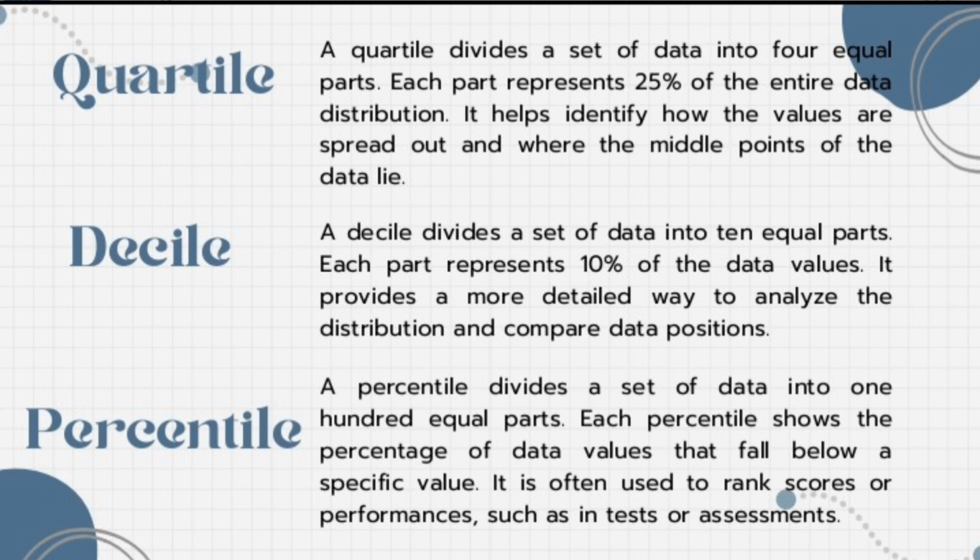While the decile divides a set of data into 10 equal parts, and each part represents 10% of the data values. It provides a more detailed way to analyze the distribution and compare data positions. While the percentile divides a set of data into 100 equal parts, and each percentile shows the percentage of data values that fall below a specific value. It is often used to rank scores or performances such as in tests or assessments.